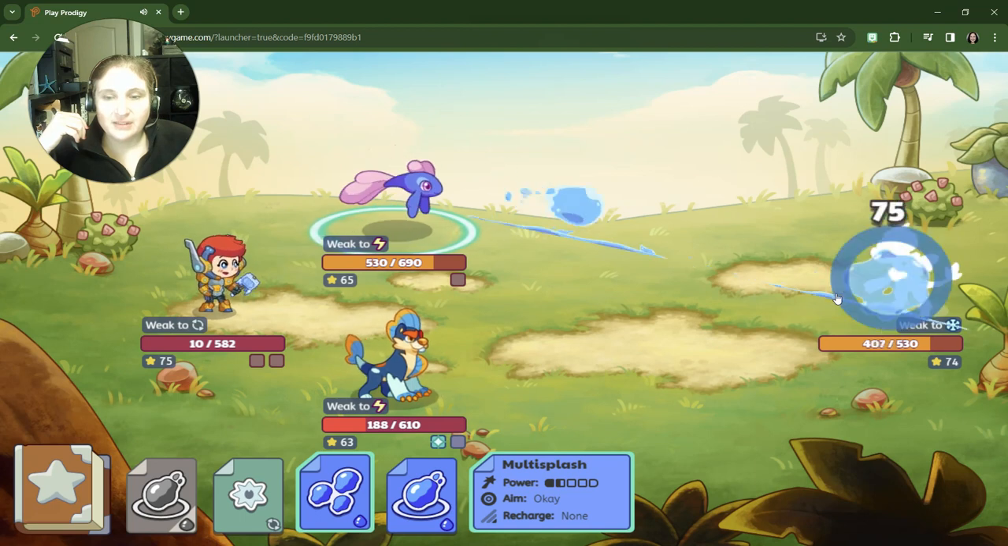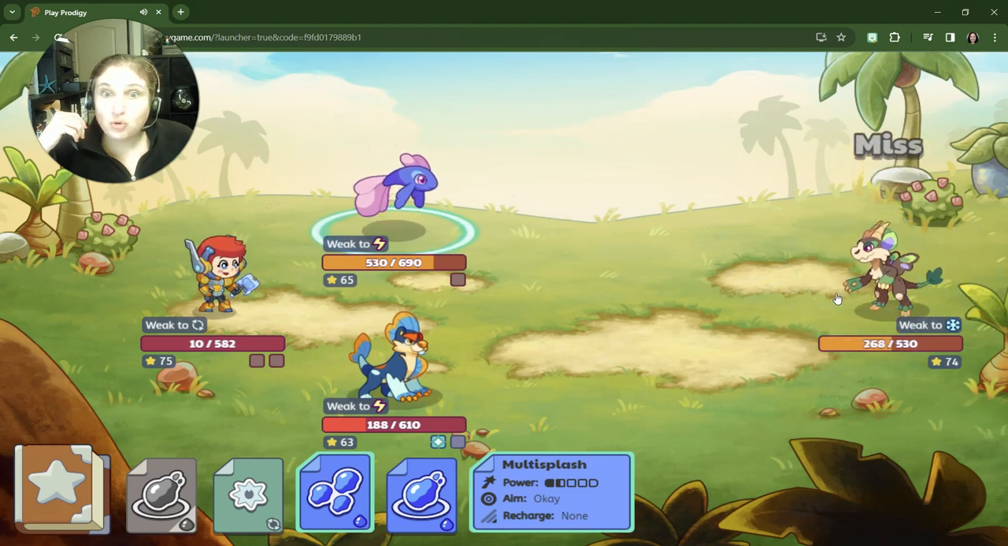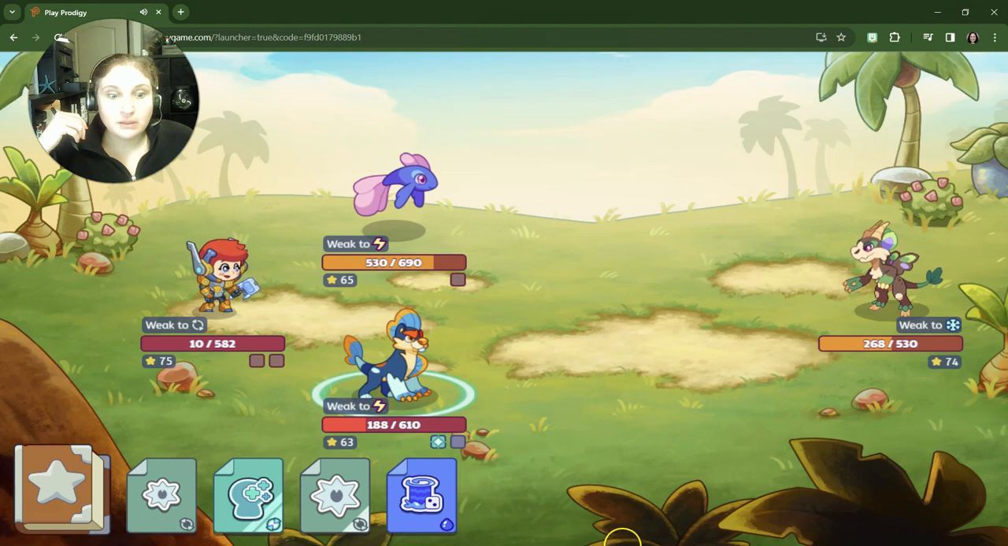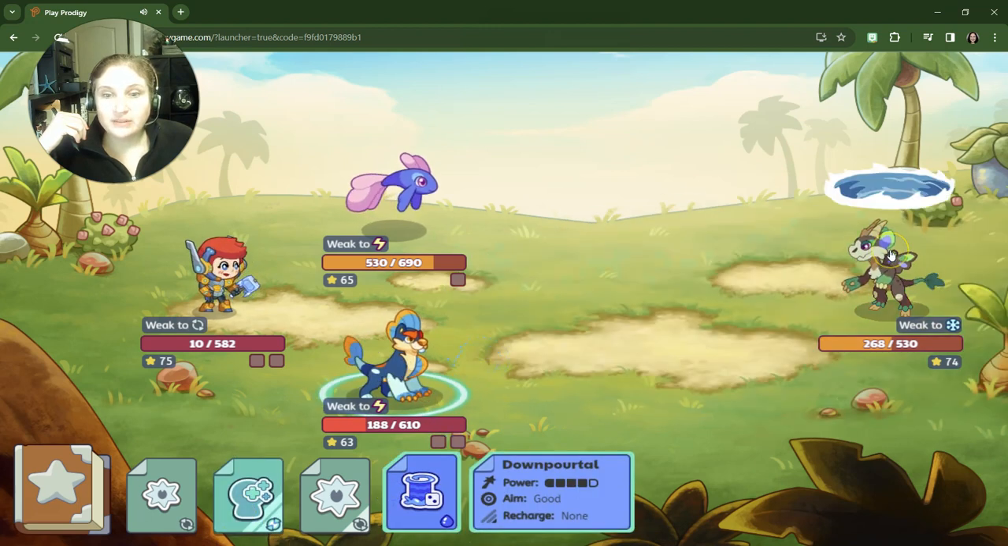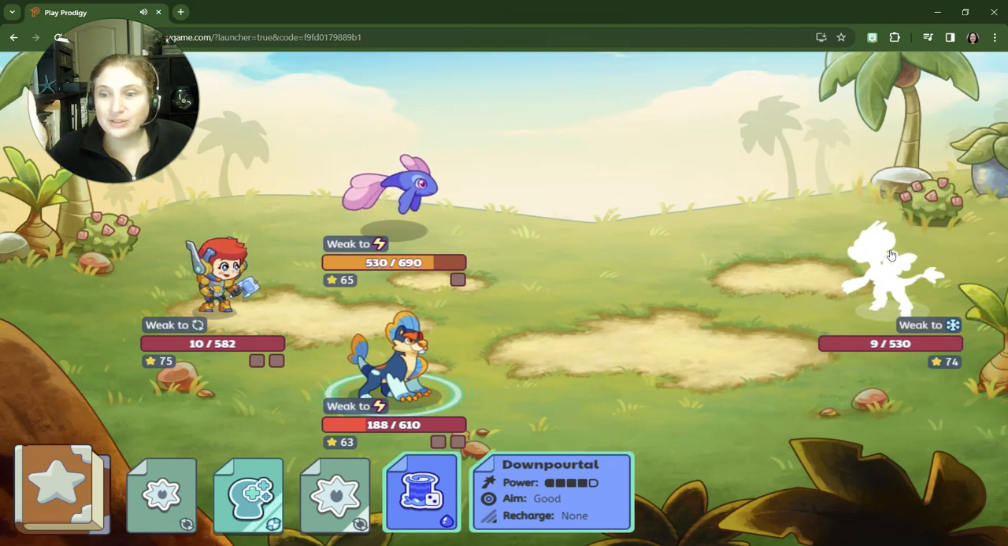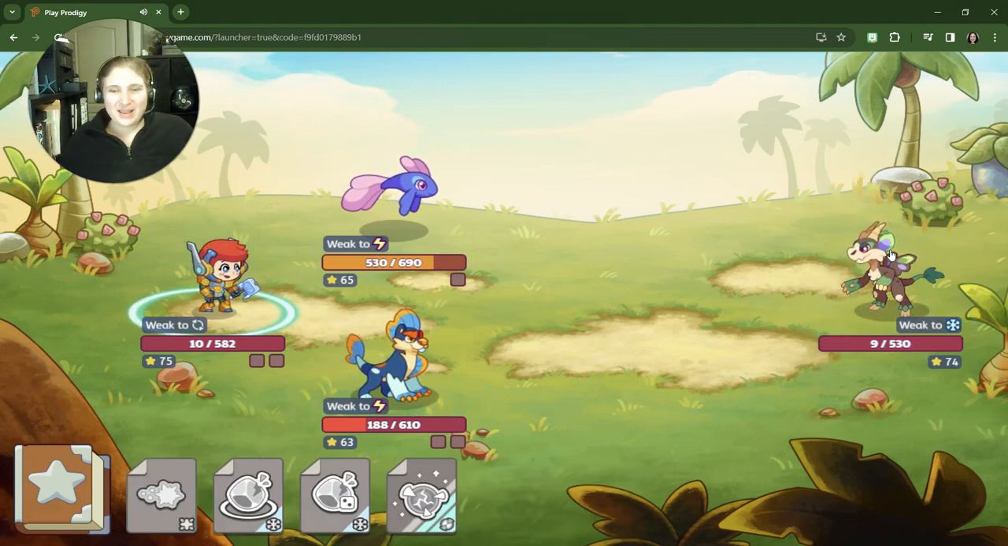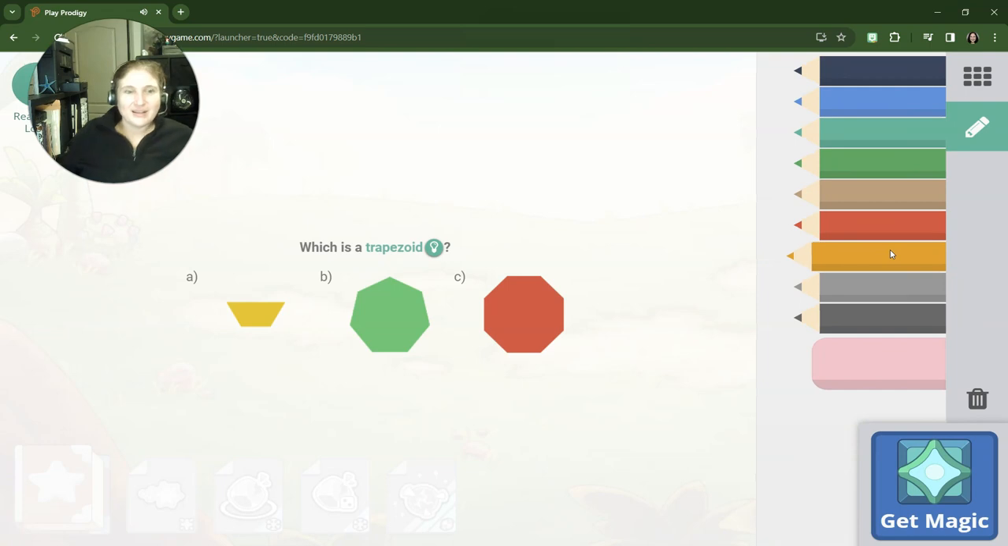Polygons. Multi-splash. Oh, I should have done them. Oh, that did pretty good. That did really good, actually. Well, so I roll the dice. There's only one creature I can get to. 9 left! No way! Alright.